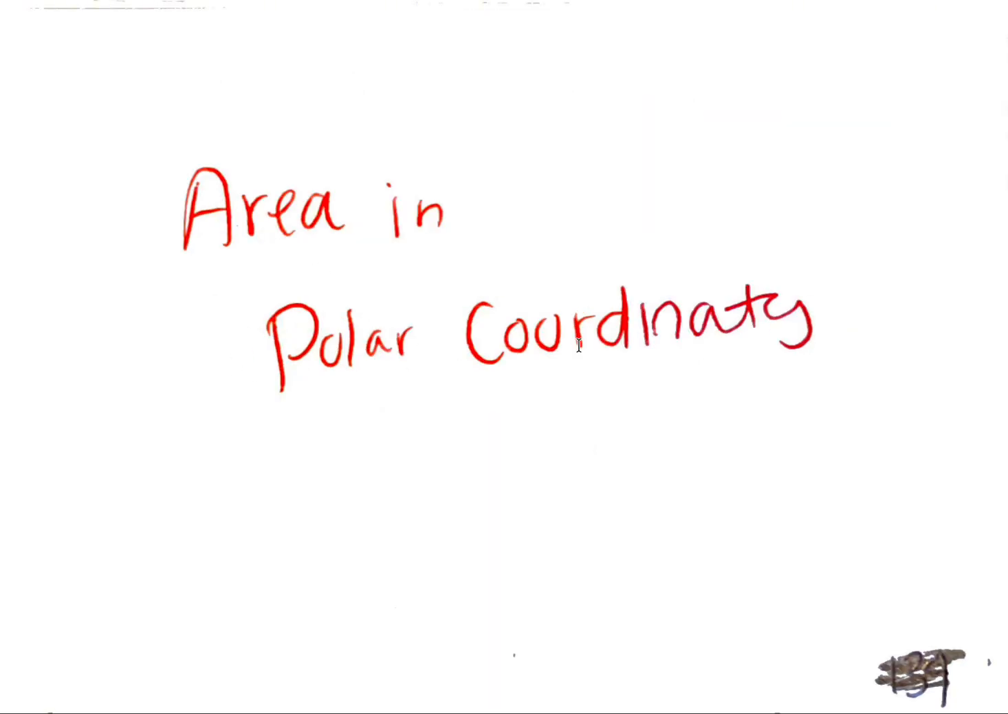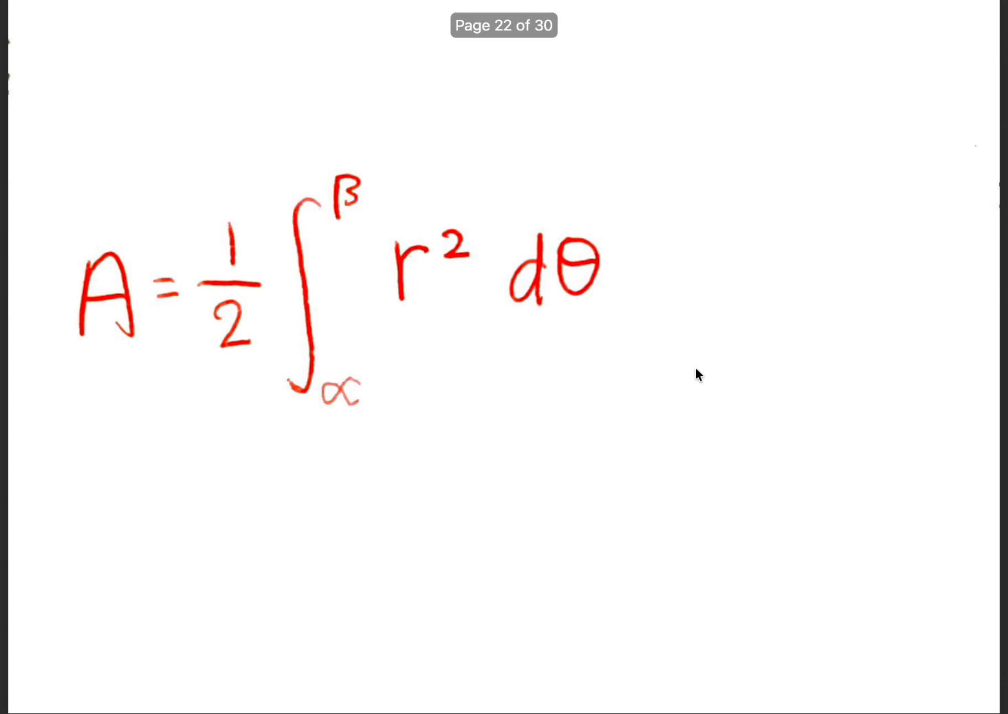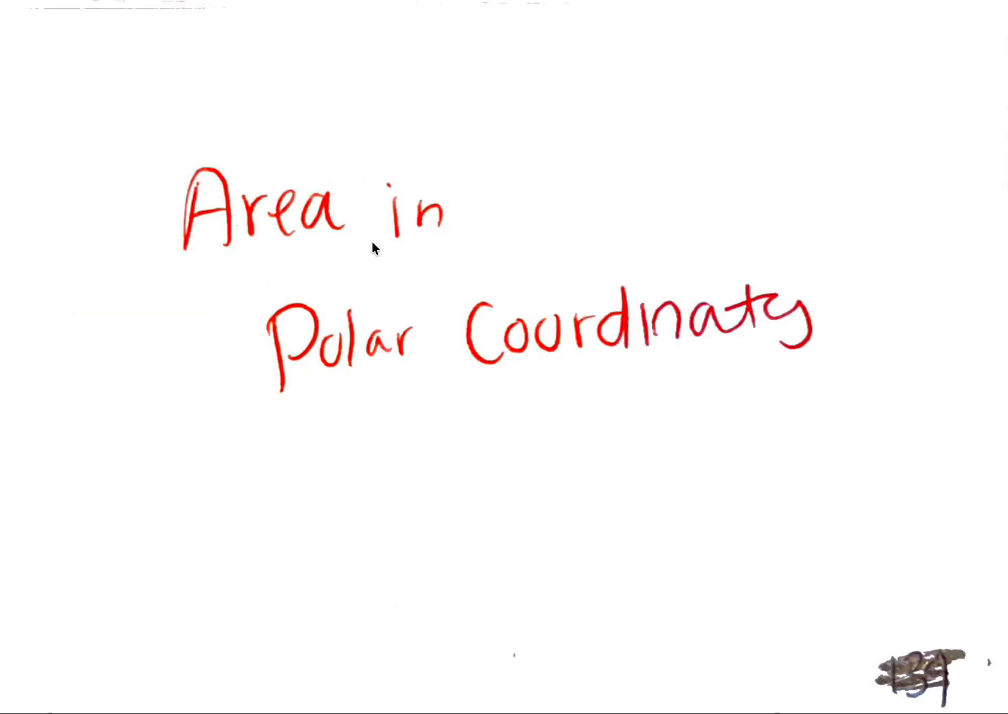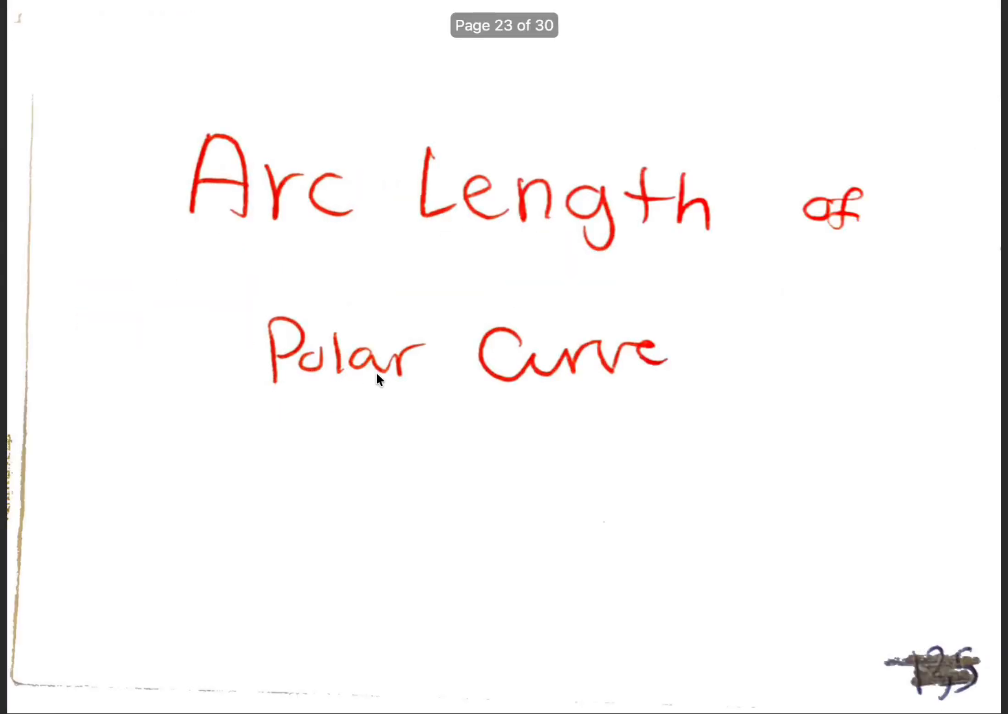Area in polar coordinates. A is equal to 1/2 times the integral from alpha to beta of r squared d theta. Just memorize this formula in your head. This is so important, I cannot emphasize it enough. This is how you're going to calculate the area in polar.